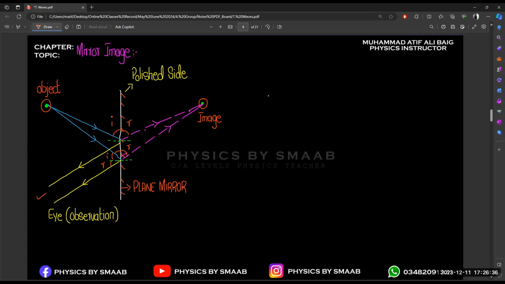Any confusion in the ray diagram? Wait, just to confirm, these two incident angles are different, right? They're not the same. Yes, these incidence angles are different because there are multiple light rays coming from the object, right? We only consider two of them.